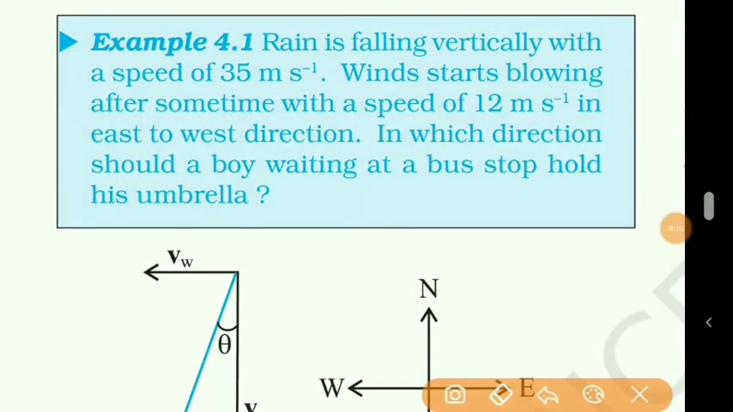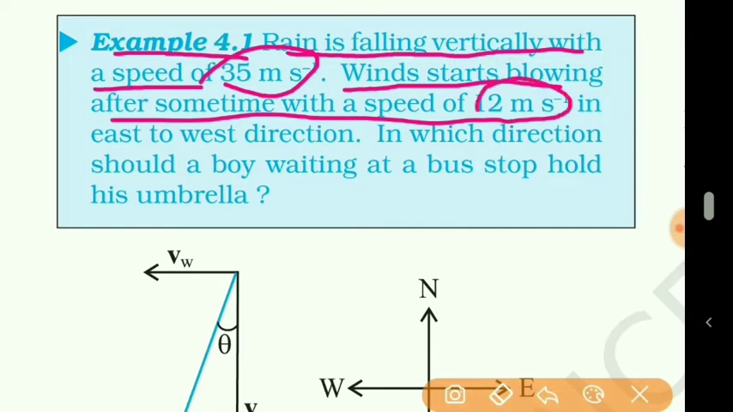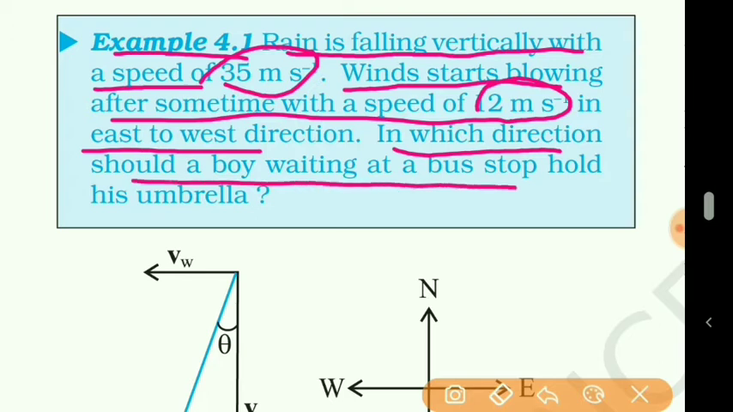Now example number 4.1. Here it is given that rain is falling vertically with a speed of 35 meters per second and wind starts blowing after some time with a speed of 12 meters per second from east to west. So in which direction should a boy waiting at a bus stop hold his umbrella?